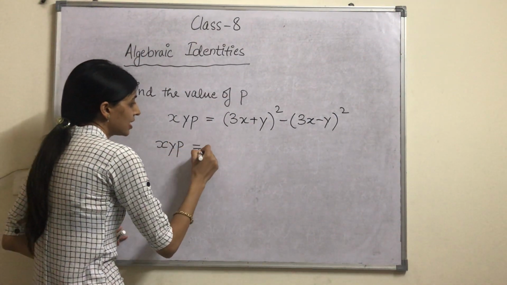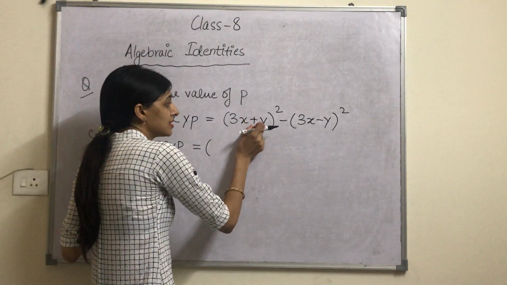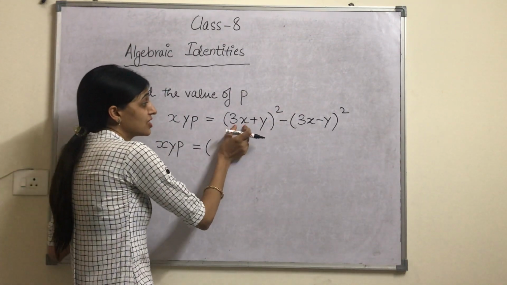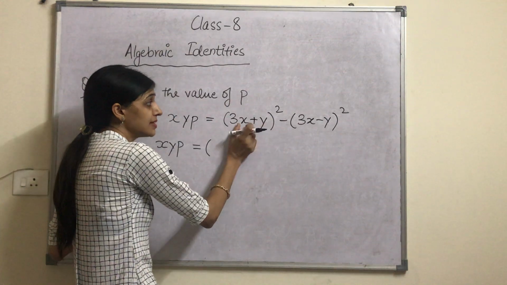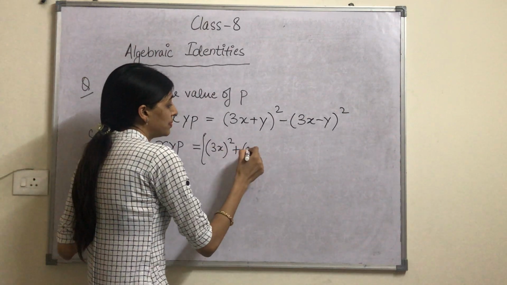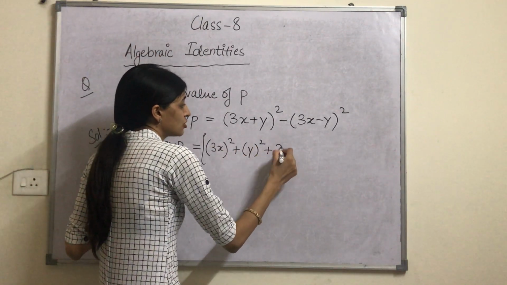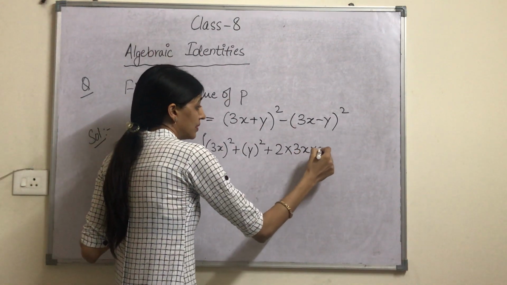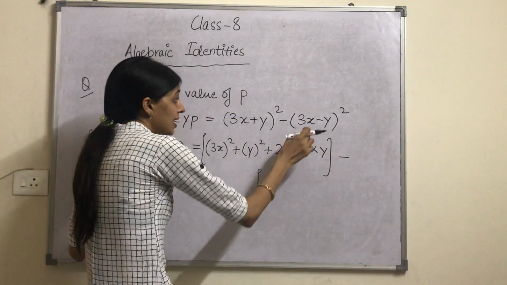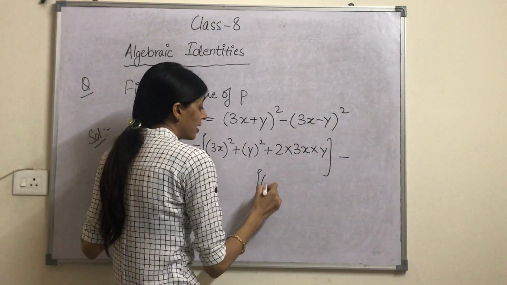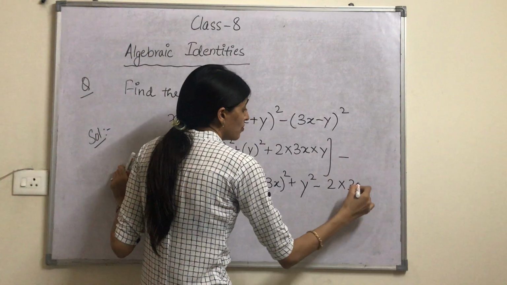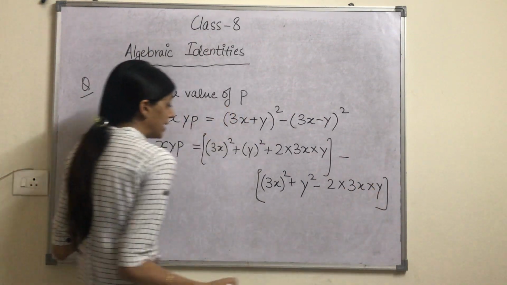XYP is equal to, this is (A plus B) whole square. This is the identity applying to this question. So this first term is A, second term is B. What is (A plus B) whole square? A square plus B square plus 2AB, 2 multiply A multiply B. Similarly, (A minus B) whole square is A square plus B square minus 2 multiply A multiply B.